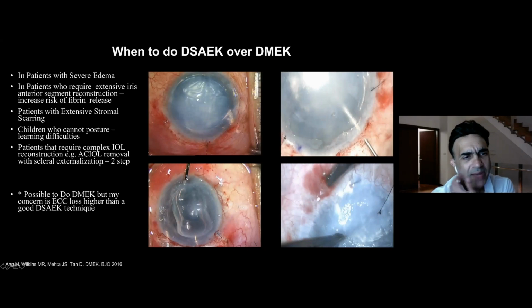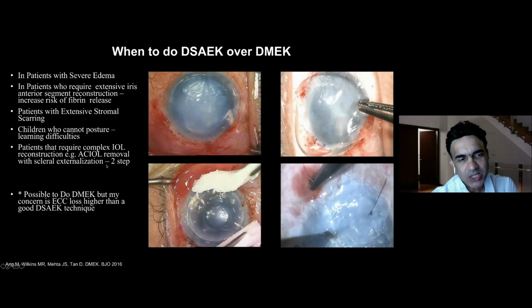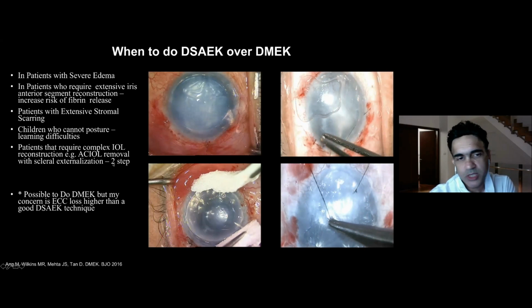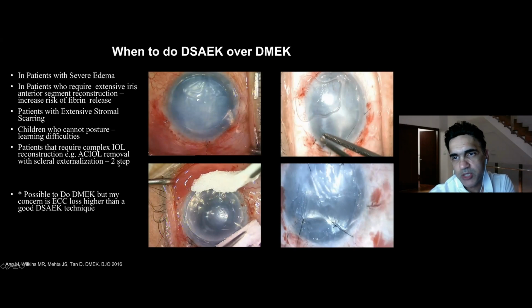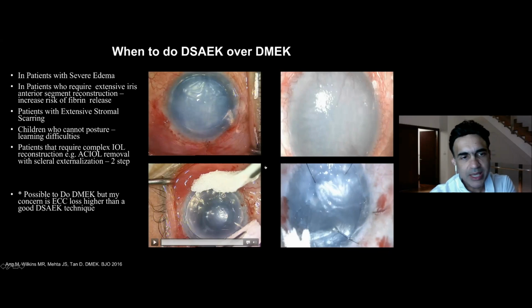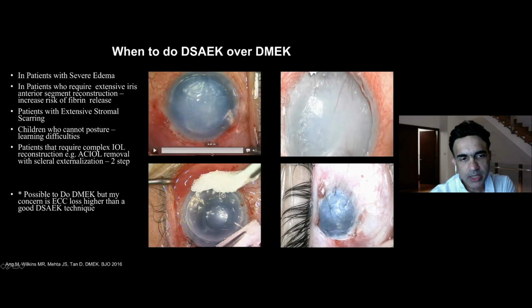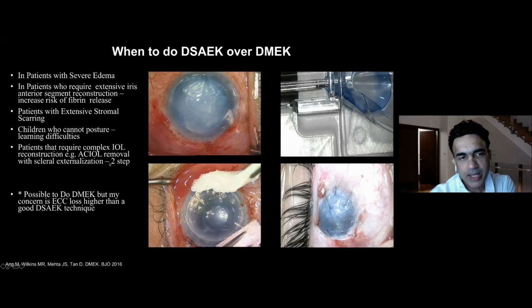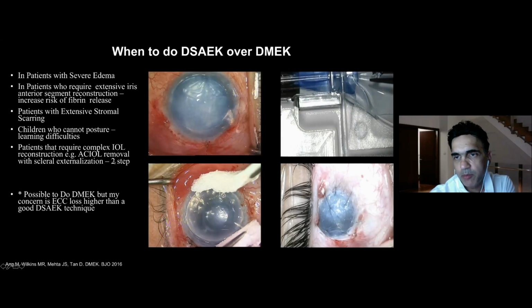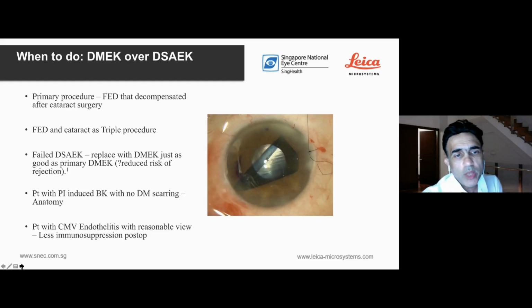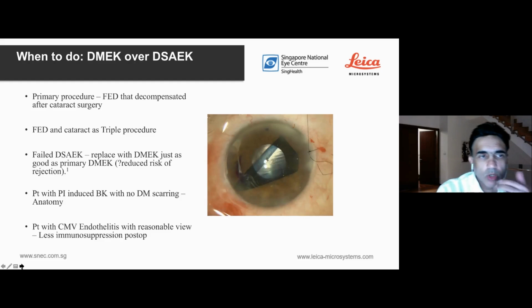And likewise, you have to do a lot of anterior segment reconstruction, typically ACIOL removal, or we scleral externalize the lens. Often I will do this as a two-step procedure, maybe do the lens part first and subsequently do the EK surgery afterwards. A lot of times, depending on how it clears, I might actually do a DMEK in this situation instead of a DSAEK, but it depends on how good the view is afterwards. But generally, these are the cases where I still do DSAEK over doing primary DMEK surgery.